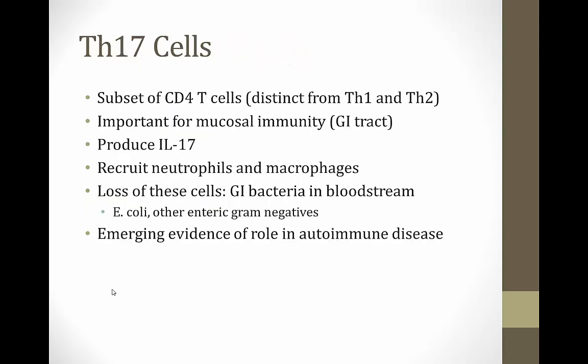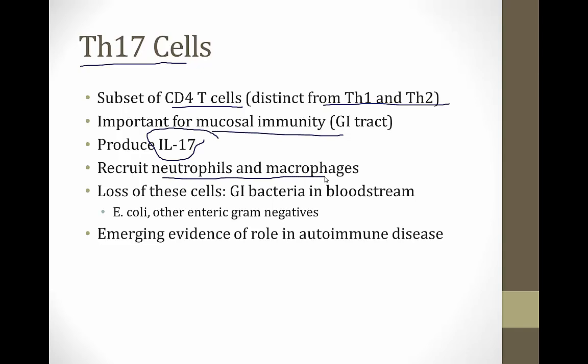Another group of T cells that we don't really understand yet are the Th17 cells. These are a subset of CD4 T cells that are distinct from the Th1 and Th2 subsets. They appear to be very important for mucosal immunity in the GI tract, and they produce IL-17. That's why they're called Th17 cells.